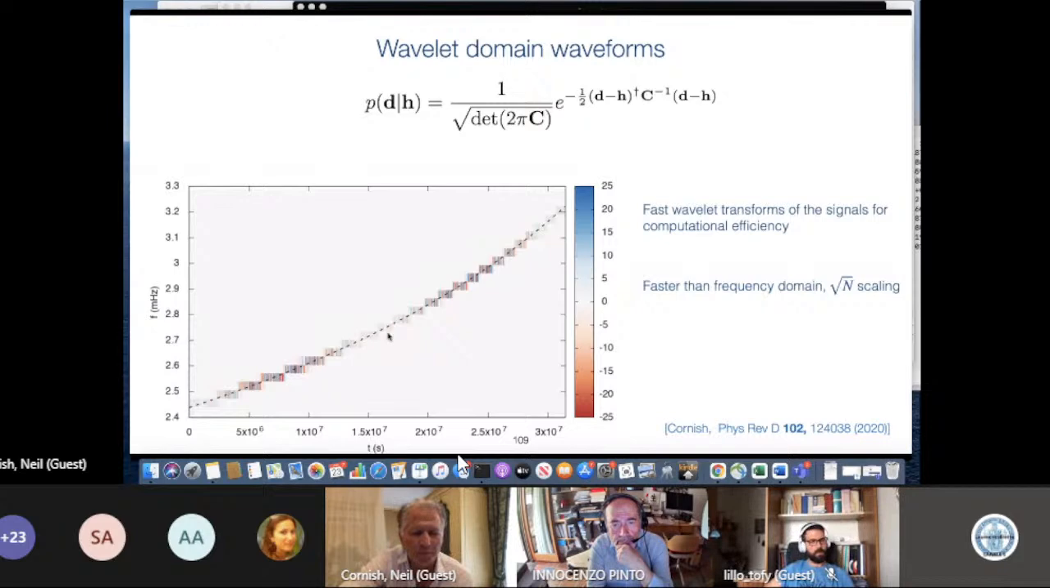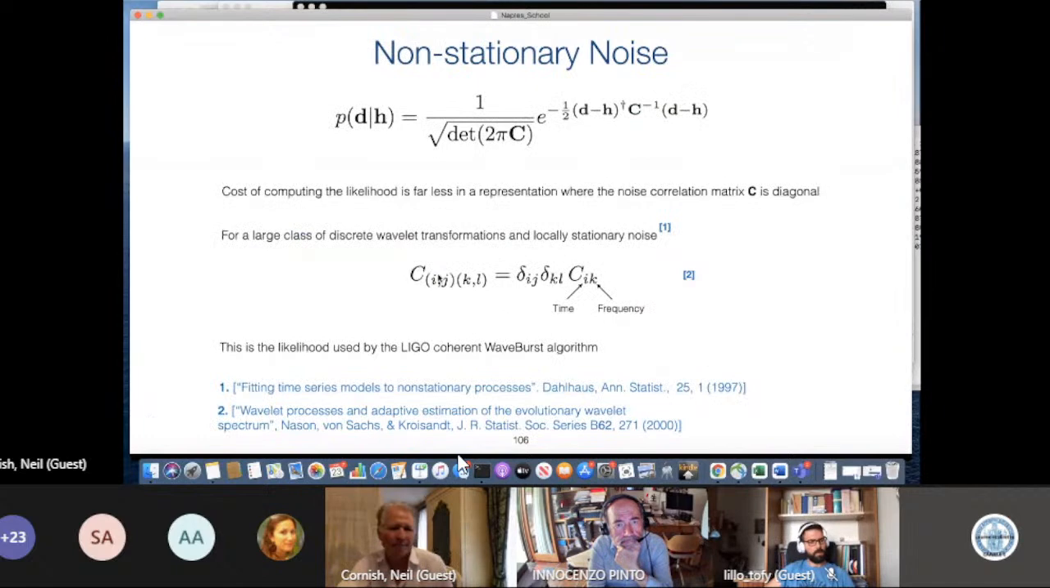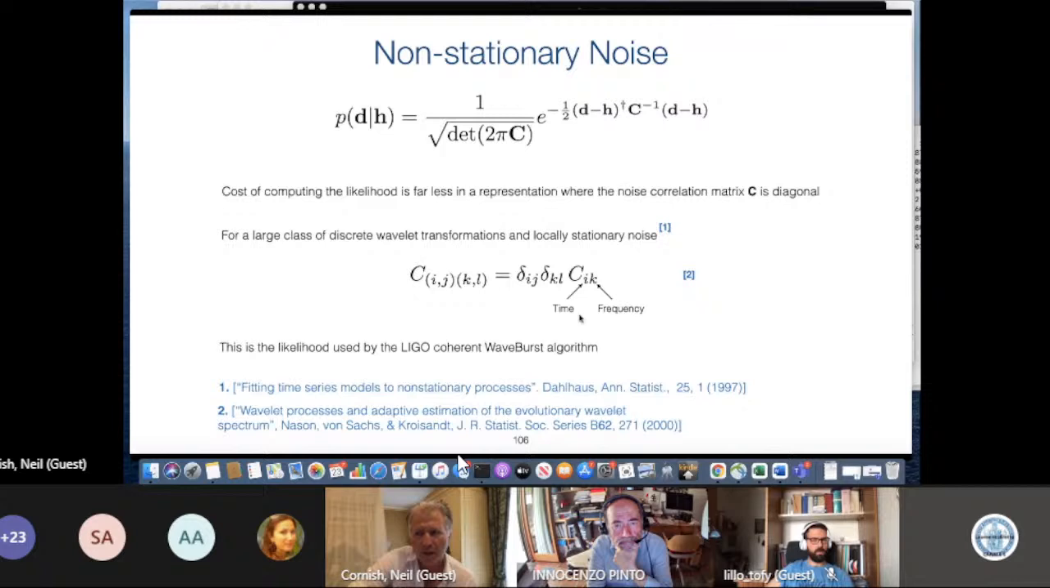What's important for what I've been using it for, I didn't put in some of the caveats when I was saying that for these discrete wavelet transforms you actually get a diagonal representation. You have to be a little careful here, because there's a limit in which, if I make these wavelets very extended in frequency and very narrow in time, I recover the time domain, and vice versa if I go the opposite. Yeah, you can kind of go all the way.